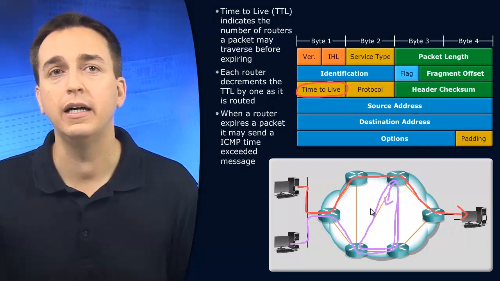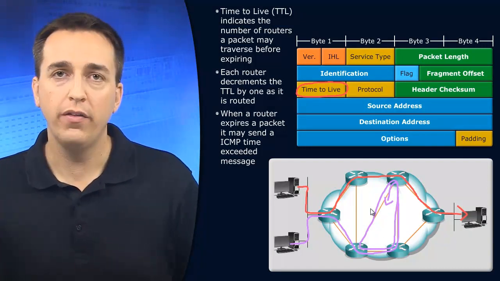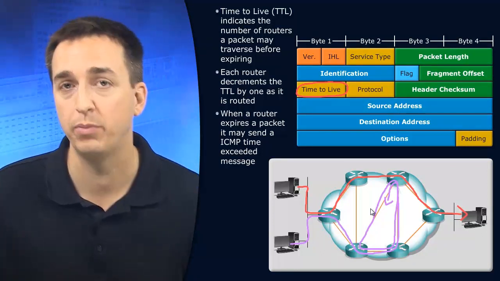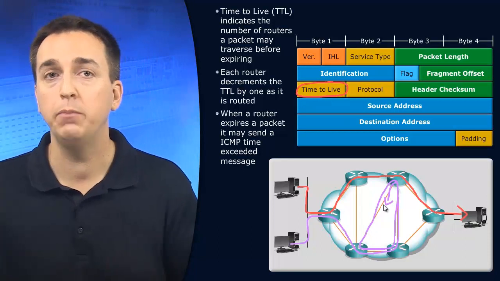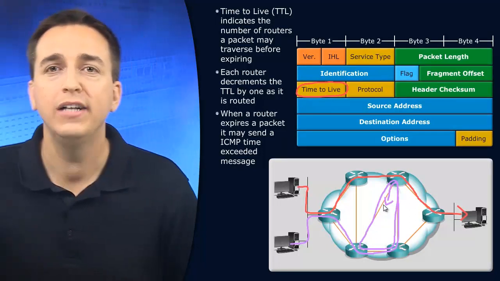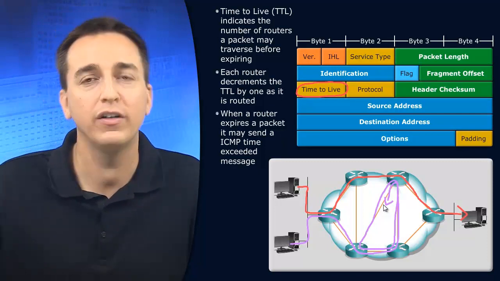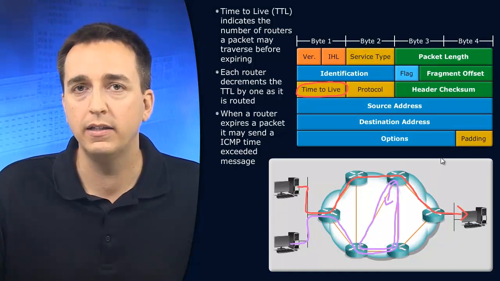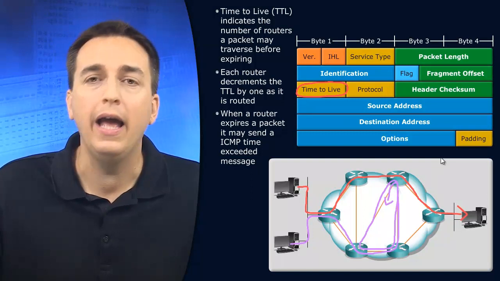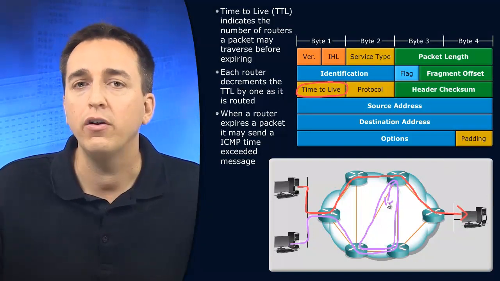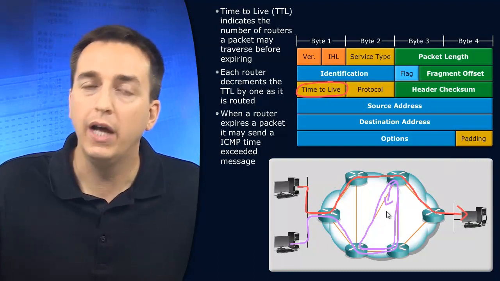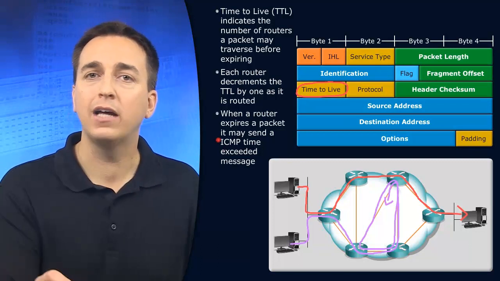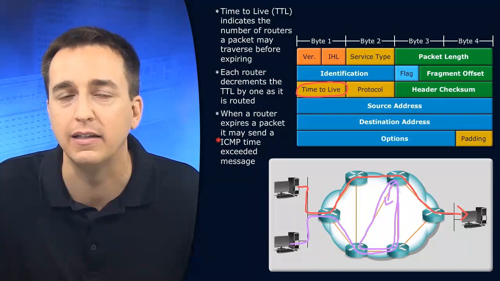So the time to live is a feature that was placed in to make sure that we can eliminate a routing loop. Now, the elimination doesn't happen right away, as you can see, because this packet will keep going around and around and around for how long? It's going to keep going around and around until the time to live expires. And then once that time to live expires, the packet is going to be dropped. And once the packet is dropped, the router that drops the packet has a responsibility. And that responsibility is to send an ICMP message back to the host that originally sent that packet.